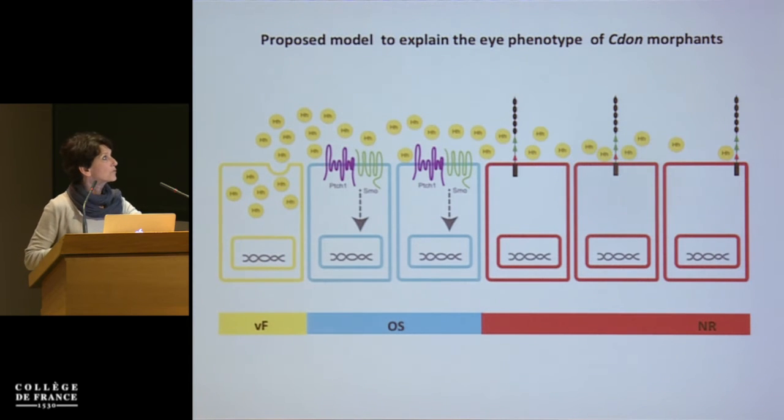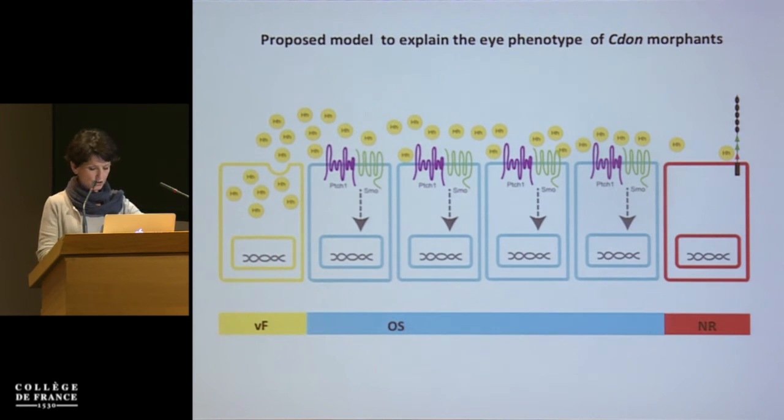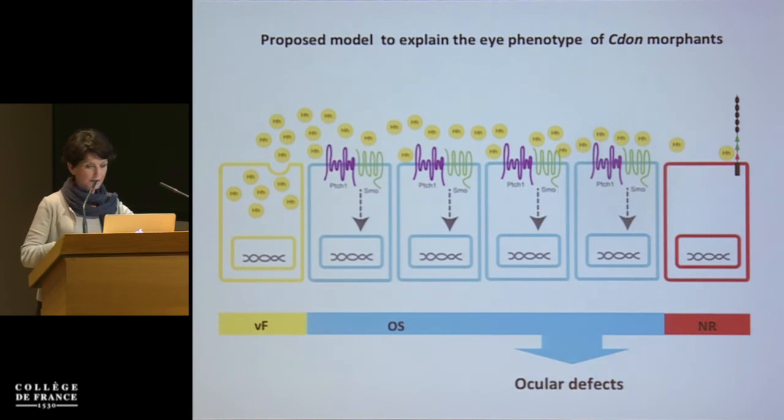In absence of Kedon, sonic hedgehog can be transported along the future neural retinal cells, and this induces a conversion of these cells into stalk cells with restriction of the neural retina, and this leads actually to ocular defects, mostly to coloboma, as I will show you later.